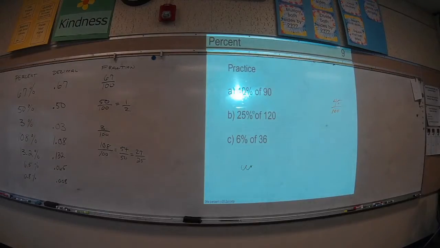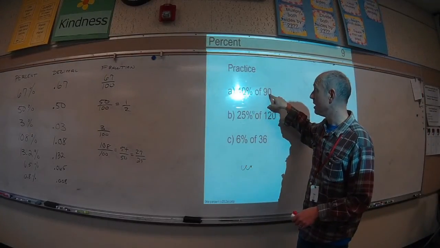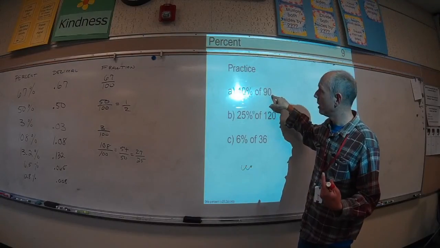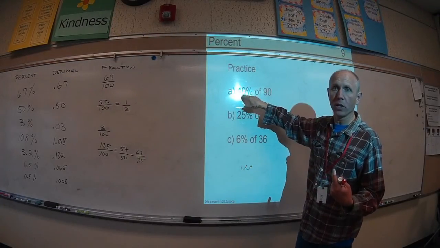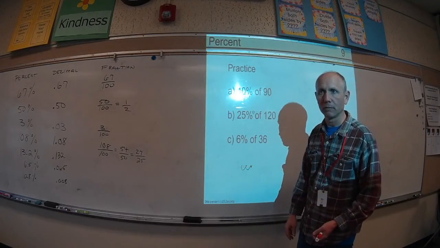So the answer is 0.4 times 90, which is 36. So 40% of 90 is 36. If there were 90 people in this room and 40% of them wanted to go out to lunch, that means 36 people are going to go out to lunch.